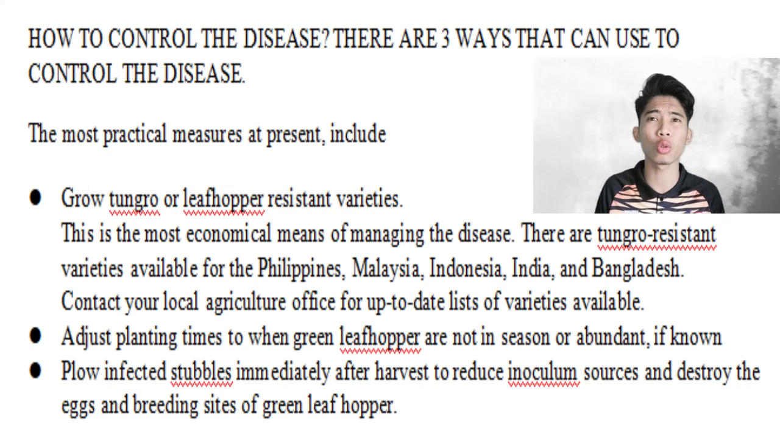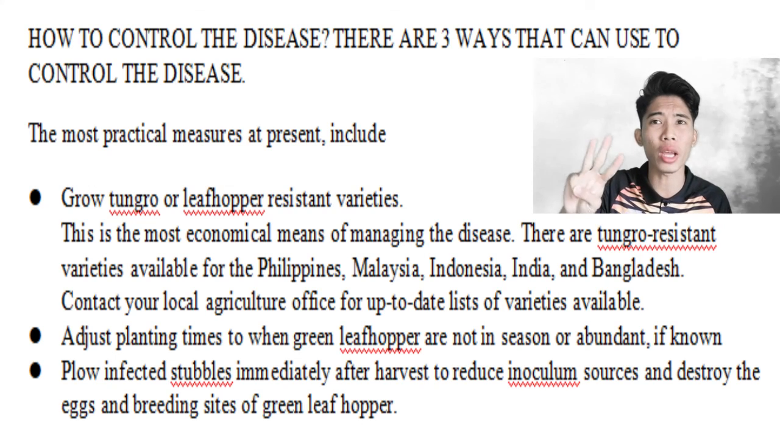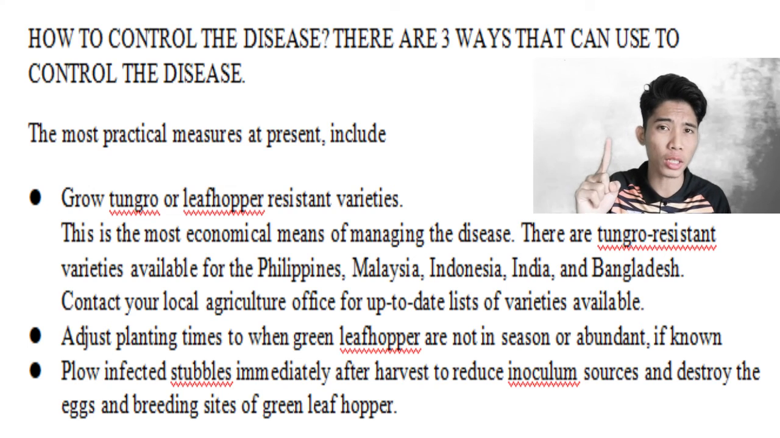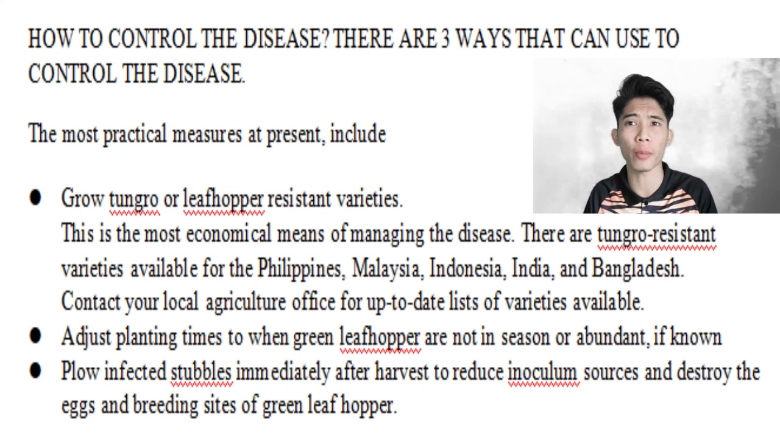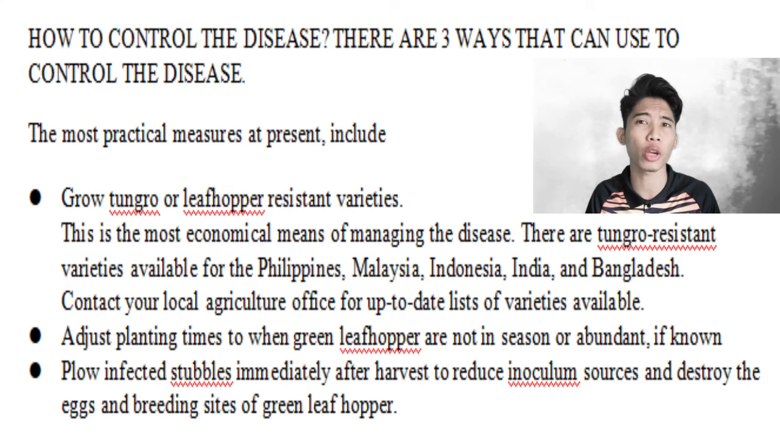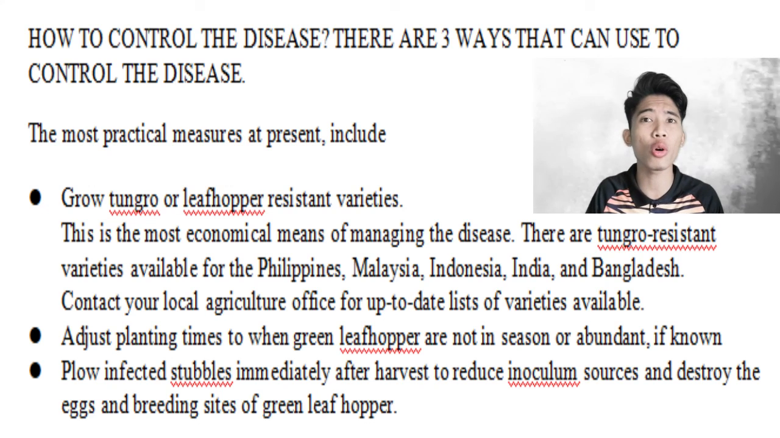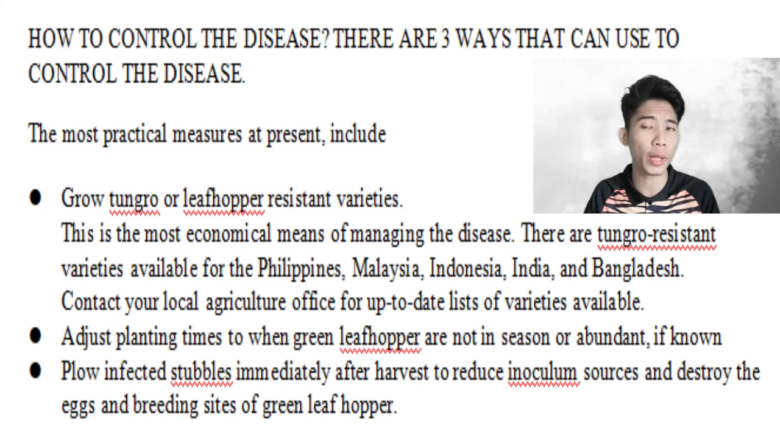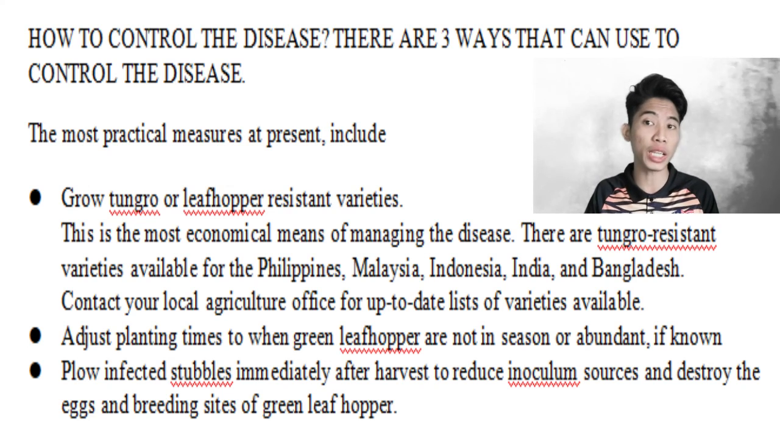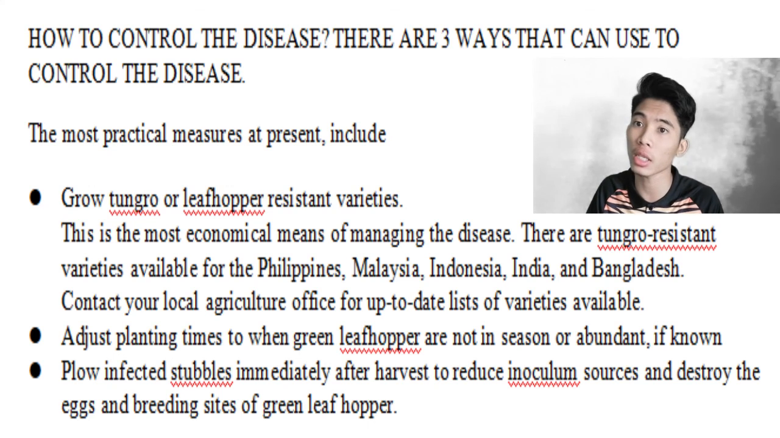So, how to control the disease? There are three ways that we can use to control the disease. First, the most practical measure at present is to grow tungro or leafhopper resistant varieties. This is the most economical means of managing the disease. There are tungro resistant varieties available for Philippines, Malaysia, Indonesia, India, and Bangladesh. Please contact your local agriculture office for an up-to-date list of varieties available.